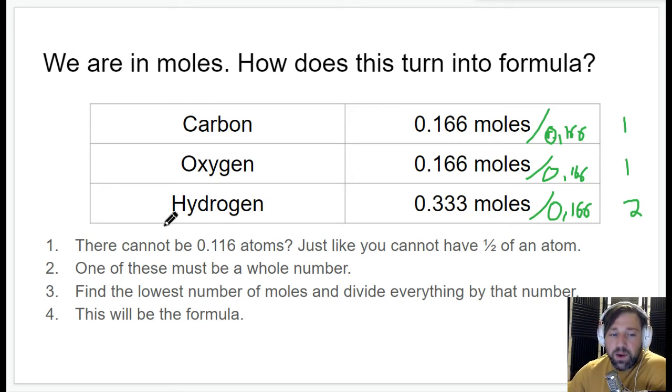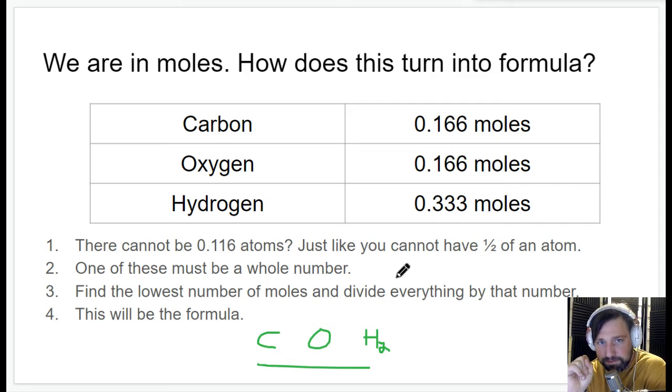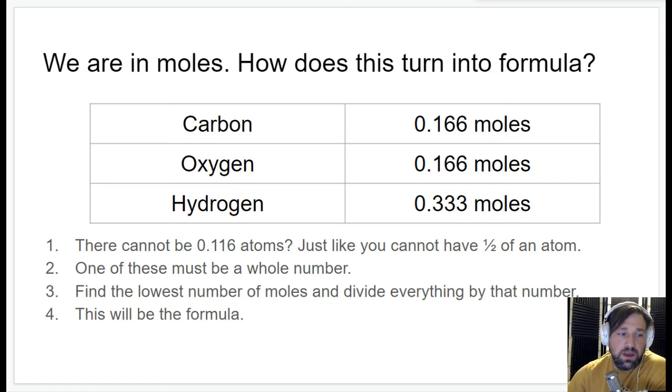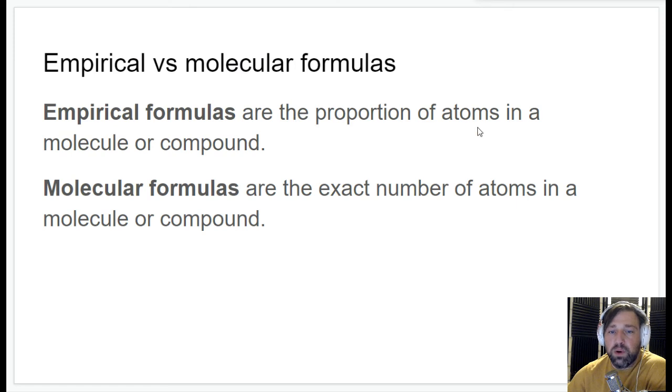So now I know that whatever I'm looking for has a ratio of C1O1H2. Now you may think, there's the molecular formula, I can Google this. Not quite. There is an empirical formula and a molecular formula. Empirical formulas are just the proportion of atoms, the ratios of atoms, how many carbons to how many oxygens. The exact number of atoms in a molecule is the molecular formula.